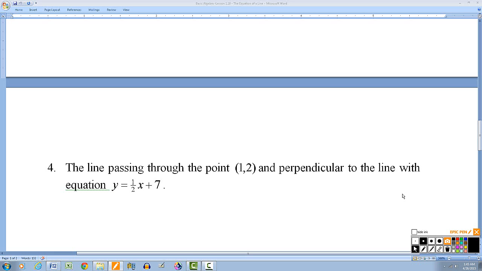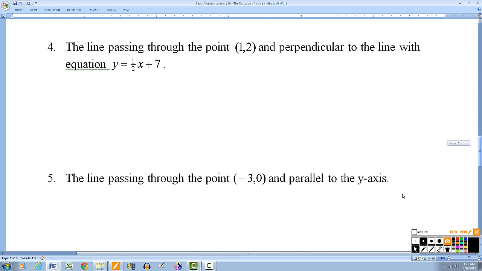And then the last one we'll look at says, I want the equation of a line passing through the point -3, 0 and parallel to the y-axis. Well, the y-axis is a vertical line. So if the line I want passes through -3, 0 and is parallel to the y-axis, it also has to be a vertical line. So it has to have the form x equal to k, where k is the x-coordinate of the point it passes through. So in this case, k is -3. So x is equal to -3 is your equation.